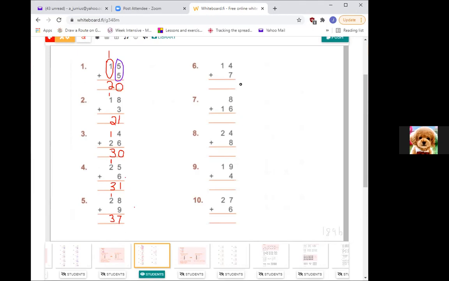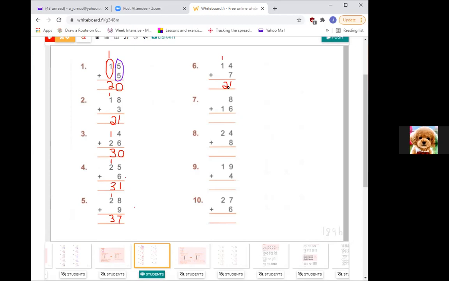Do you see number 6, Giselle? Number 6. So 14 plus 7. We're going to do it in columns. So 14 plus 7, so 4 plus 7 is how much? 21. 4 plus 7 is 11. So we write down 1 and we carry the 1, and 1 plus 1 is 2. So the answer is 21.